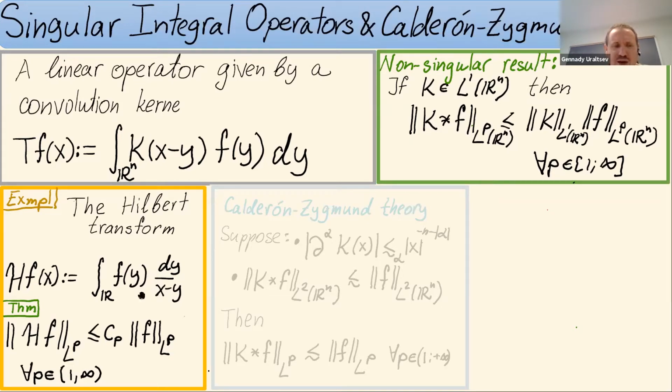And it is known, and there are multiple proofs available, that the Hilbert transform actually does map LP functions into LP functions, with a slight difference with respect to the non-singular result: this holds true for p between 1 and infinity, excluding the endpoints. So what's called the reflexive range.